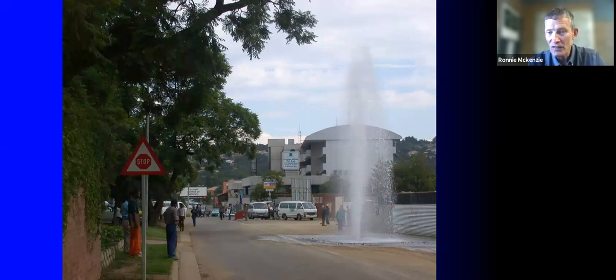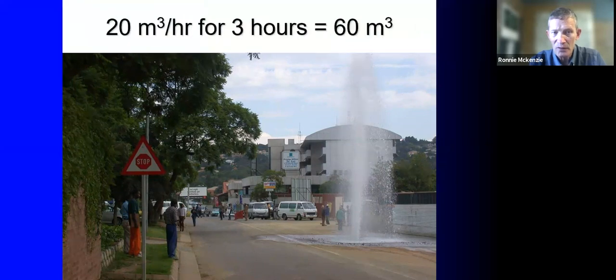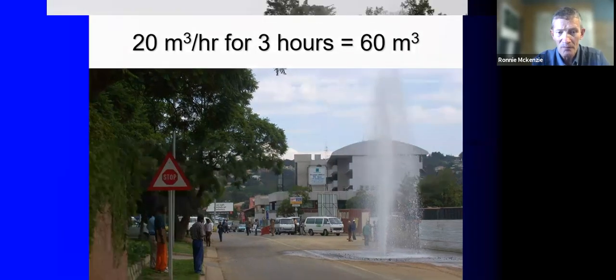This is a mains burst running at about 50 meters of pressure from an 80mm diameter pipe. This leak was running at 20 cubes an hour and it ran for about 3 hours, so it was fixed quite quickly. It ran up a loss of about 60 cubic meters of water. So it's a big leak, quite impressive, but not a massive loss.